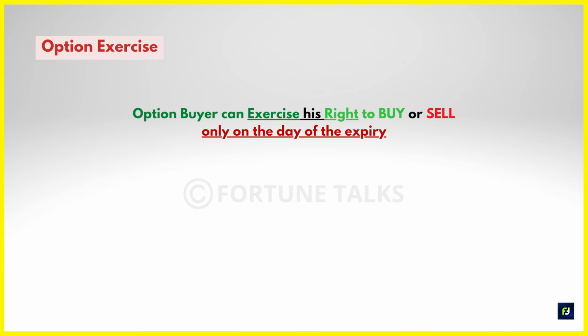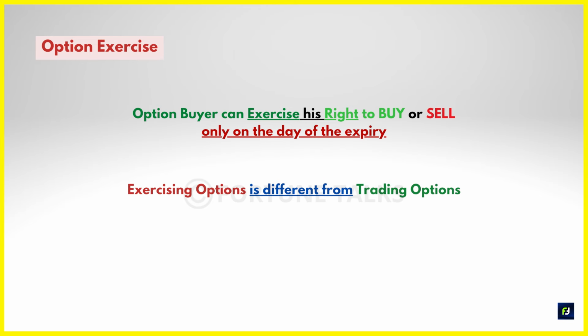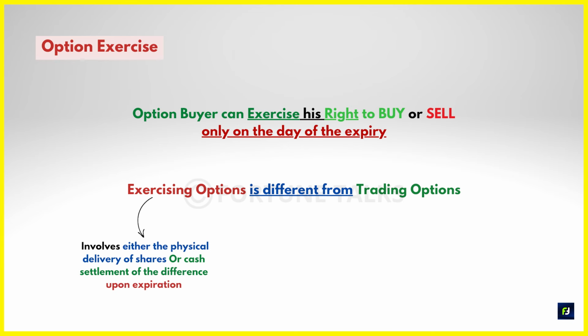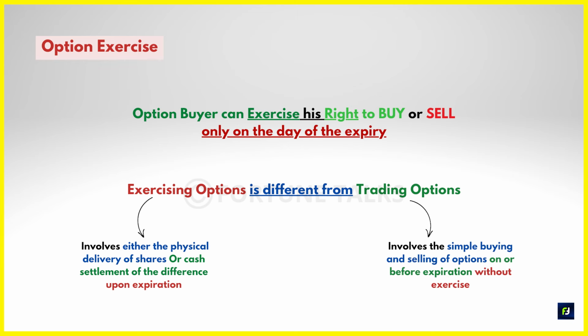So the important point to note here is that you can exercise the option only on the day of the expiry and not any time before the expiry. As mentioned earlier, exercising is different from trading options. Exercise of options involves either physical delivery of shares or cash settlement of the differential, while trading of options involves the simple buying and selling of contracts before expiration. We will discuss option settlement at the end of this episode.